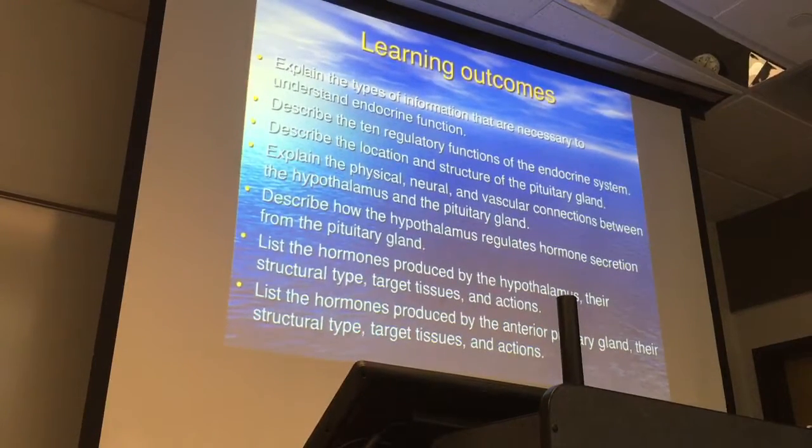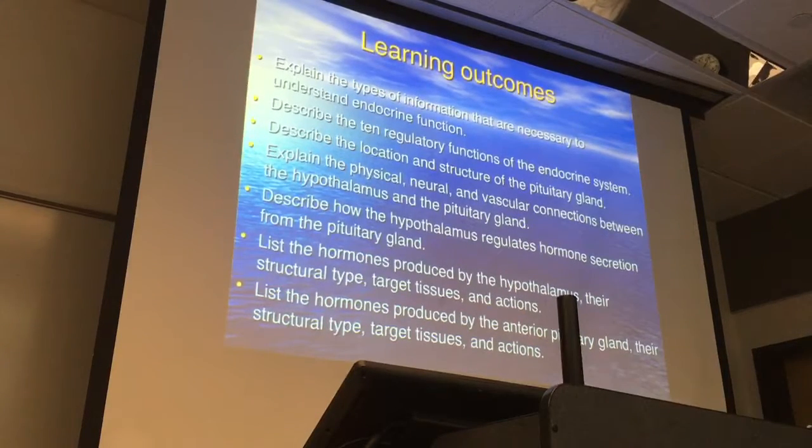Please go and look over those. Describe the location and structure of the pituitary gland. You already know that. Explain the physical, neural, and vascular connections between the hypothalamus and the pituitary gland. That's one part that we need to cover in detail and make sure you understand. Describe how the hypothalamus regulates hormone secretion of the pituitary gland.